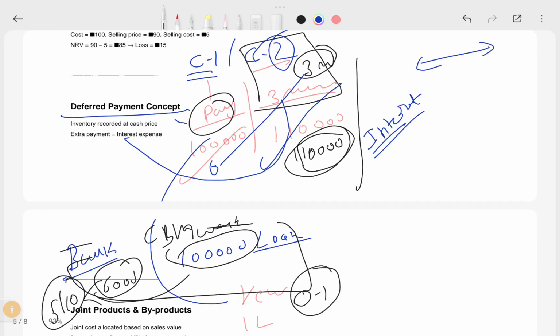Now, how do we calculate in this? If you are aware of these conditions, if you buy today we can get it at 1 lakh, and if you pay after 3 months, we need to pay 1,10,000. In these situations we need to calculate the interest separately. Don't worry, all these instructions and details will be given in the question.